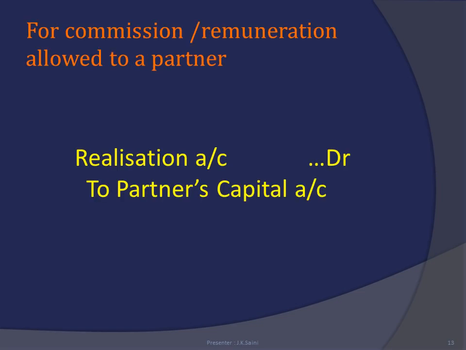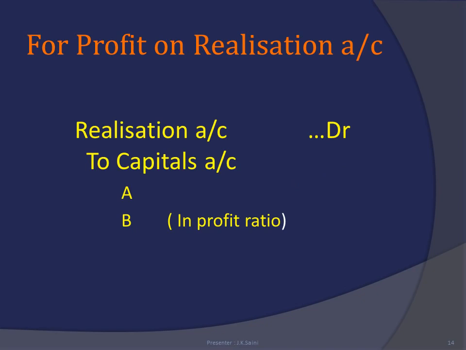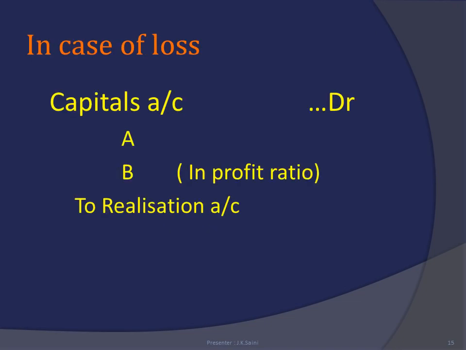and commission or remuneration. Sometimes a partner at the time of dissolution is allowed a special remuneration for his efforts in disposing of the assets or payment of liabilities. Realization account will be debited and partner's capital account credited. Now, closing the realization account, there is a profit in case the credit side is greater and the debit side is less. The profit is transferred to the capital accounts in the old ratio, and in case of loss, the reverse entry is passed.